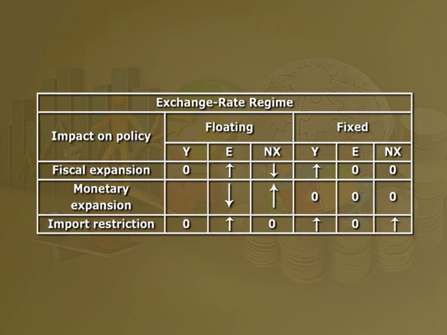On the right side of the table, we can see that in contrast to the floating exchange rate, under fixed exchange rate, fiscal expansion raises income. Under fixed exchange rate, monetary policy is ineffective in influencing income, exchange rate and net exports. Under the government's trade policy, the aggregate income rises and thus the net exports.